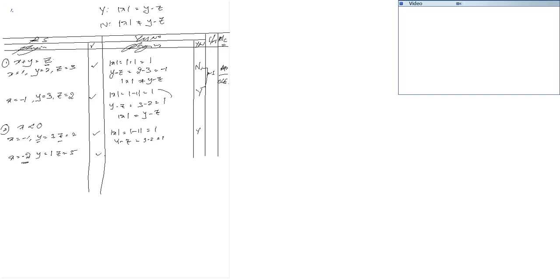So here what do I get? Modulus of X is equal to mod of -2 is equal to 2, and Y minus Z I'll get 1 minus 5, which is equal to -4. So they are not equal, so I'm getting a no. Yes or no? Not sufficient. If I combine both, say it again. Together also not sufficient. No, don't jump.